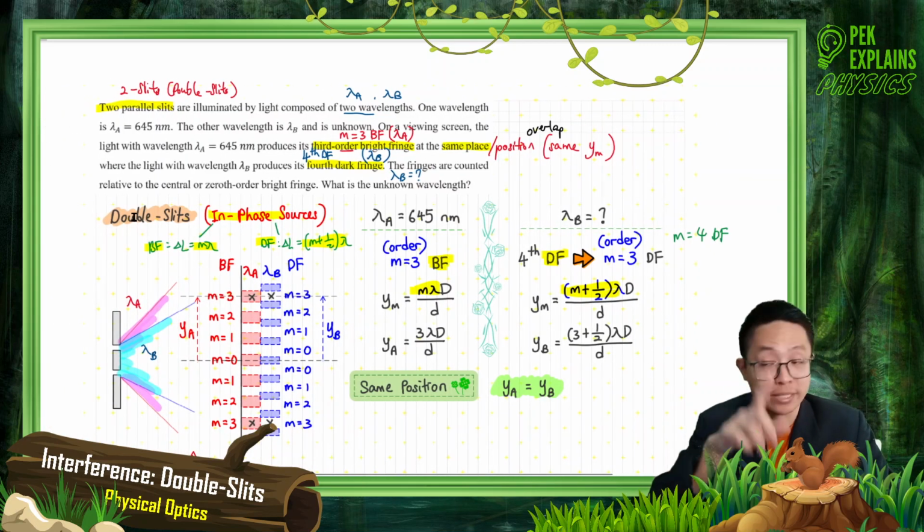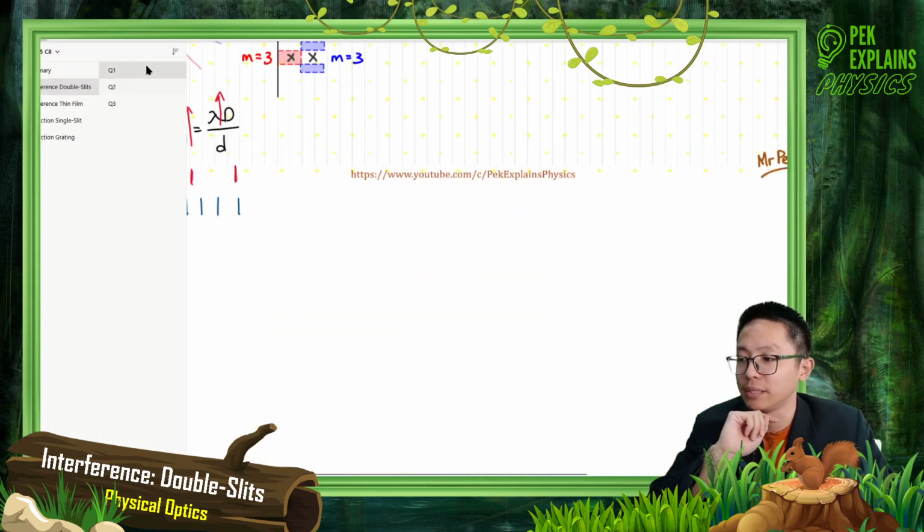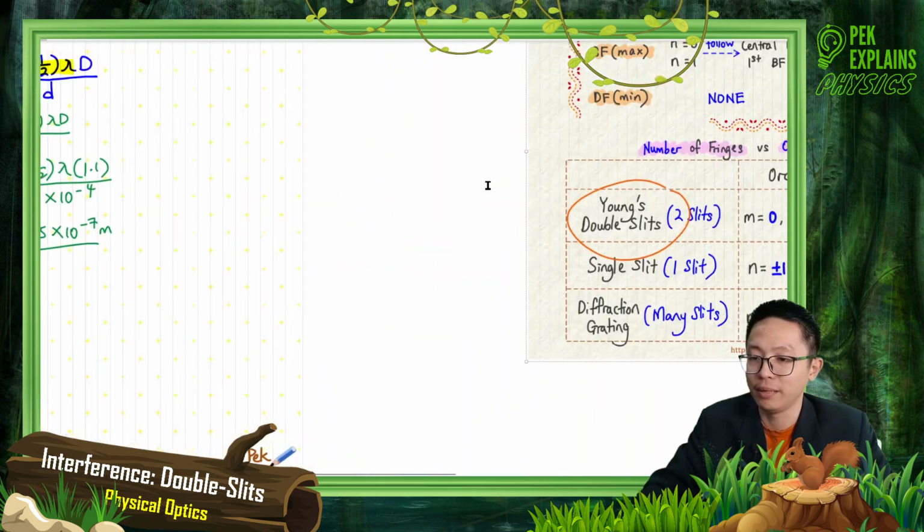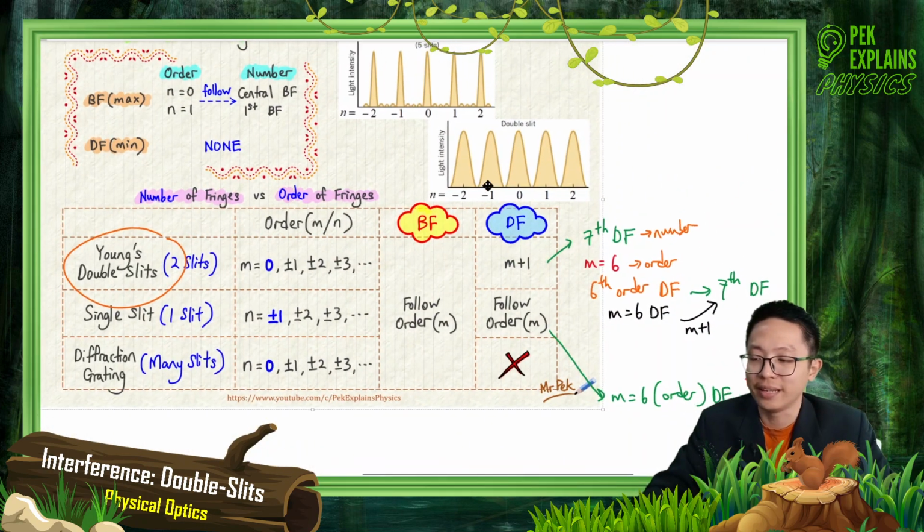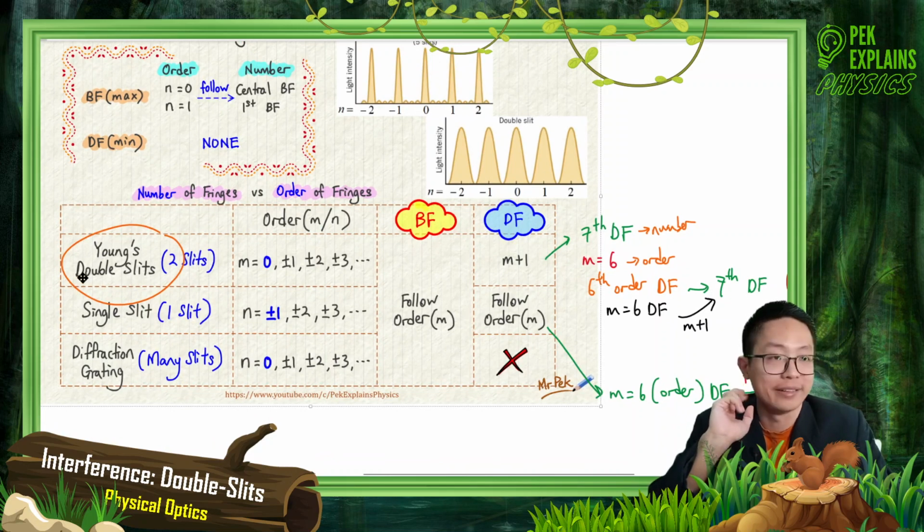Again, this one you must identify. It is about double slit. Let's look back to the double slit. About this one. Remember this one? Double slit.